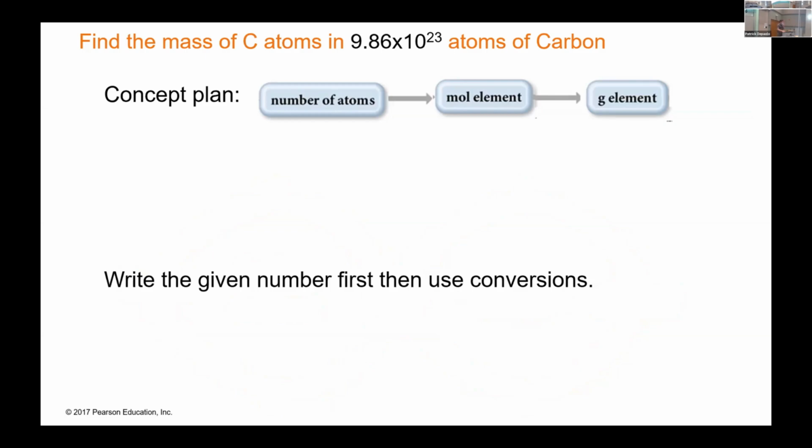Okay, so we'll do this one together, and then there'll be 5 we can do by ourselves, followed by a break. So find the mass of carbon atoms that has 9.86 times 10 to the 23rd atoms of carbon. So we'll do this one together.